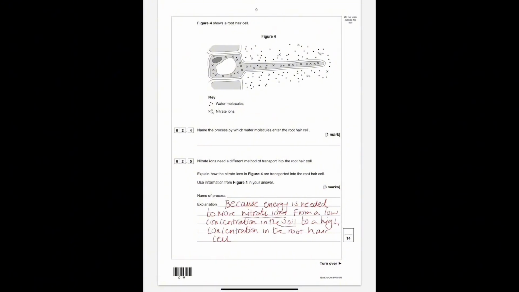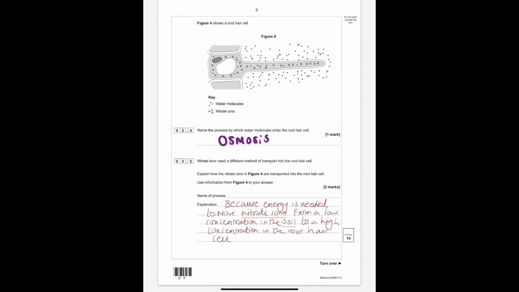2.4, figure 4 shows a root hair cell. This is a root hair cell. It says name the process by which water molecules enter the root hair cell, and that is going to be osmosis. Now, just remember, osmosis only involves water, okay?